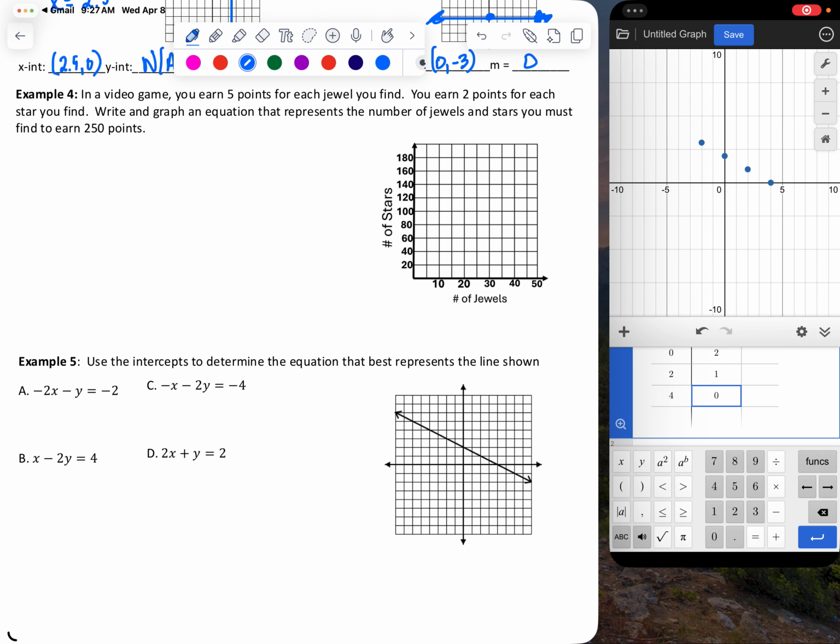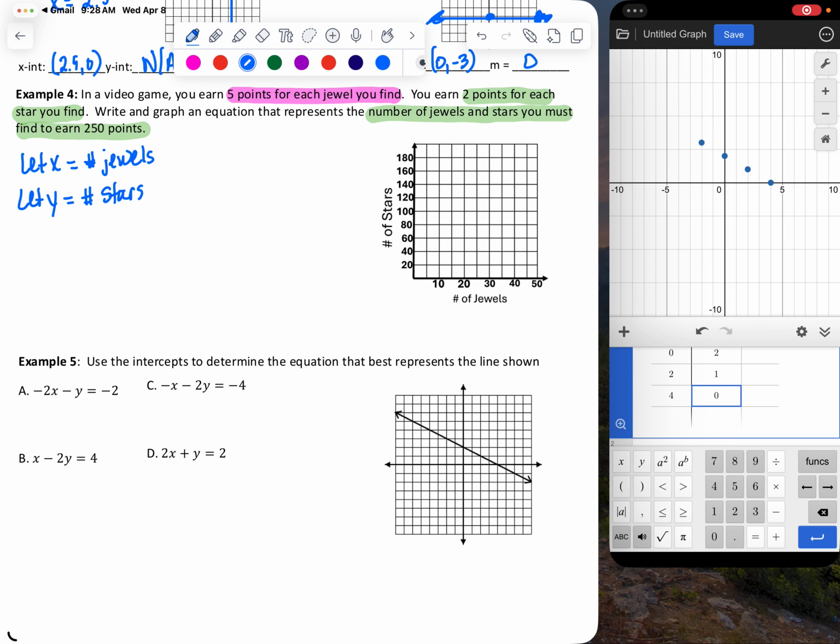But what I want you to notice about the plot is that the number of jewels is plotted on the x-axis. So that means they want us to let x equal the number of jewels. Now, looking on your y-axis, notice that they said the y-axis is supposed to be the number of stars. So we're going to let y equal the number of stars. Now, we want to write an equation that would help us find the number of jewels and the number of stars you must find to earn 250 points.